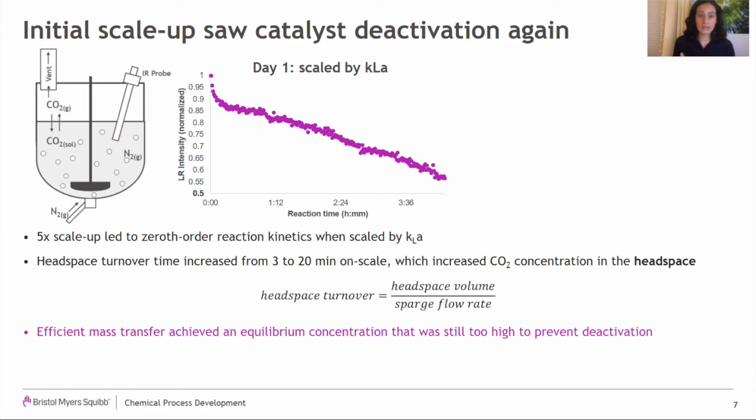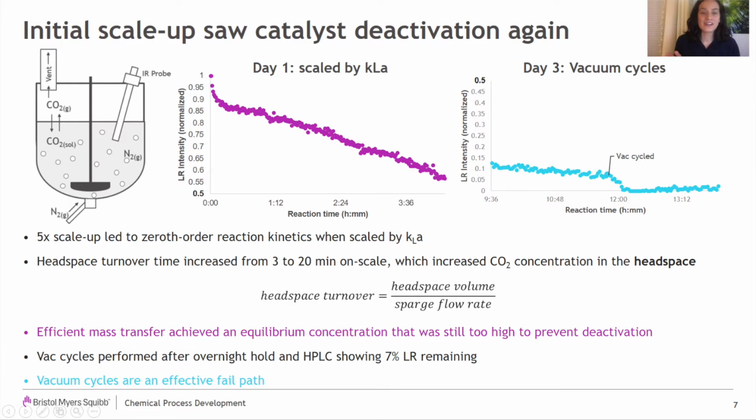from the headspace. So KLA is enabling us to reach an equilibrium between the liquid and the headspace, but the equilibrium concentration is way too high still. So the Henry's law constant for carbon dioxide is too high for the reaction to go well.